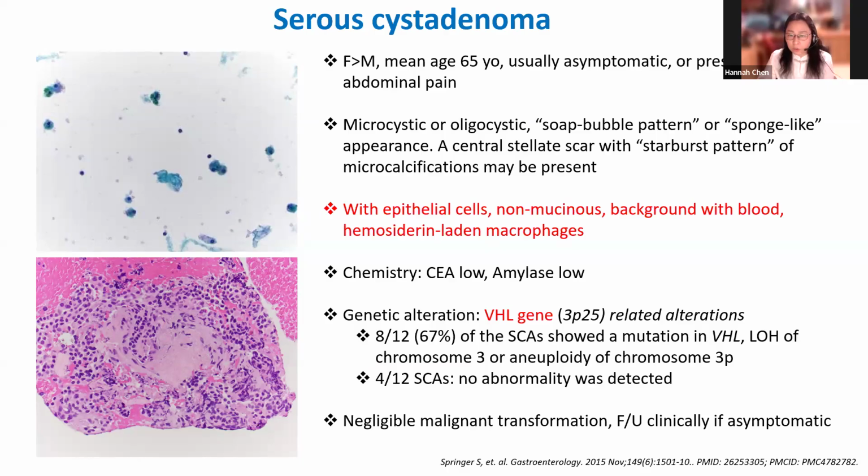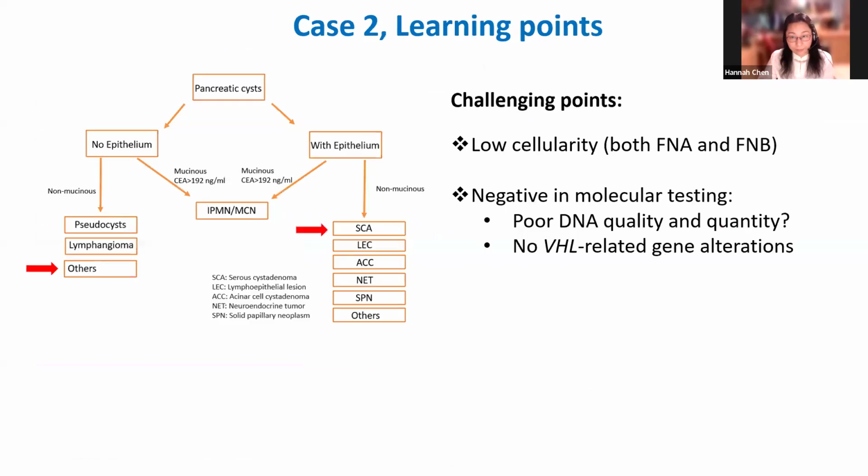Cytologically, it usually shows epithelial cells. These epithelial cells are non-mucinous. The background will show blood and hemosiderin-laden macrophages. Chemistry-wise, CEA and amylase levels are usually low. Genetic alterations usually involve the VHL gene. This entity usually shows negligible malignant transformation. If the patient is asymptomatic, clinical follow-up is sufficient.